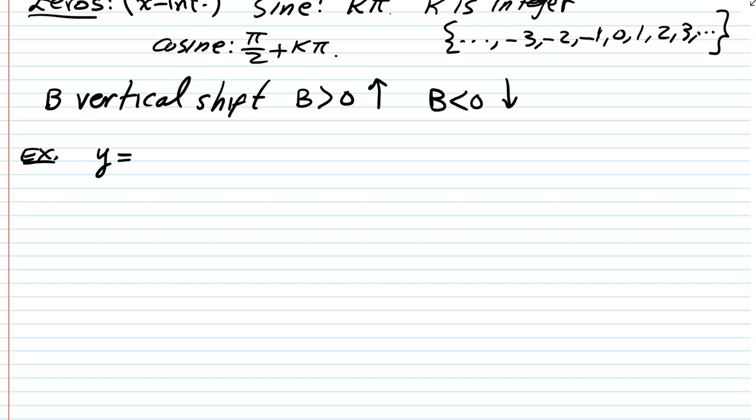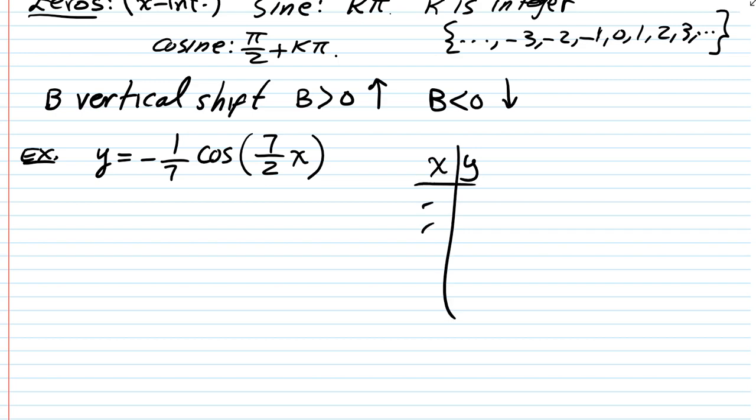So for instance, let's say I want to graph the function -1/7 cosine of 7/2 x. Now, I want to emphasize that I personally don't plot points. If you're choosing values of x, finding corresponding y's, and then plotting points, then you're not doing this the way we should be doing. That's not the idea of how we do these in pre-calculus and beyond.